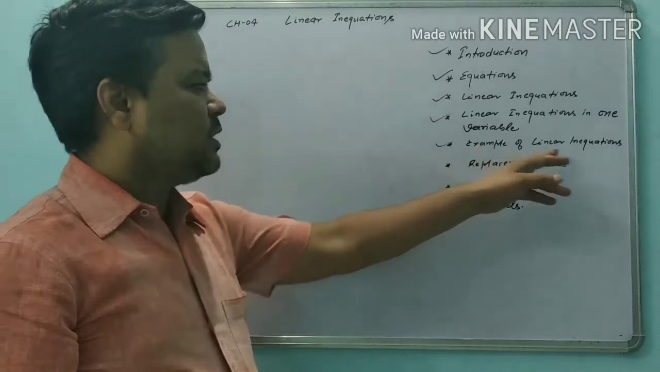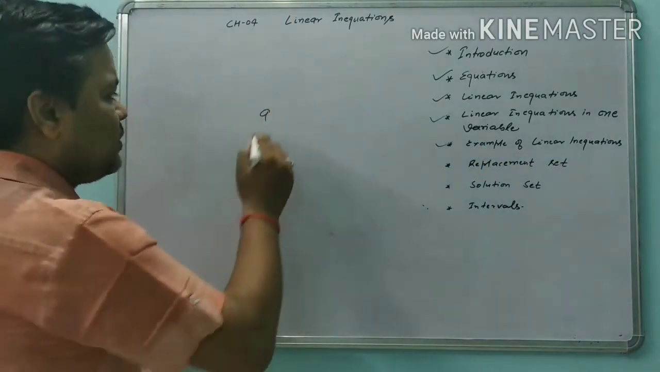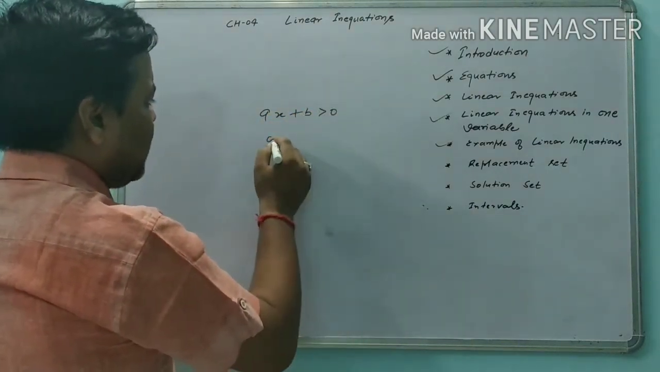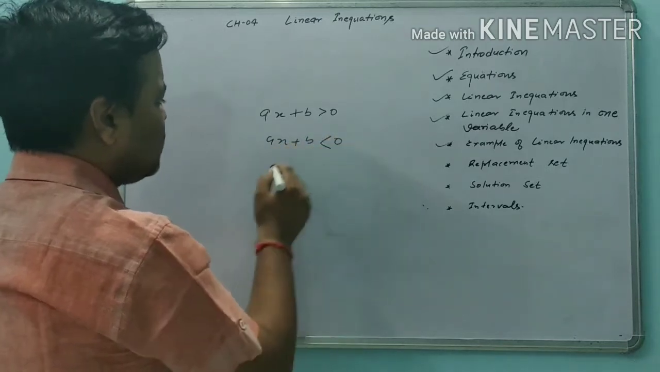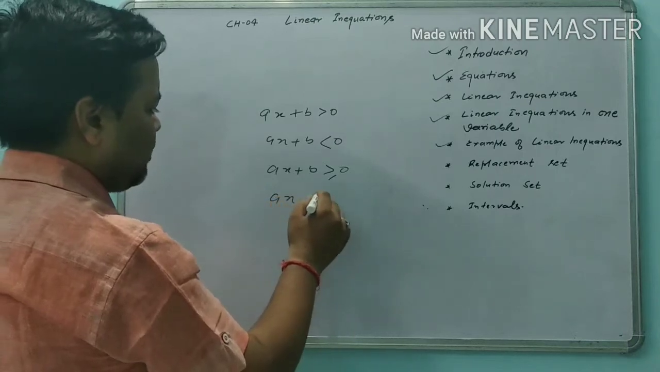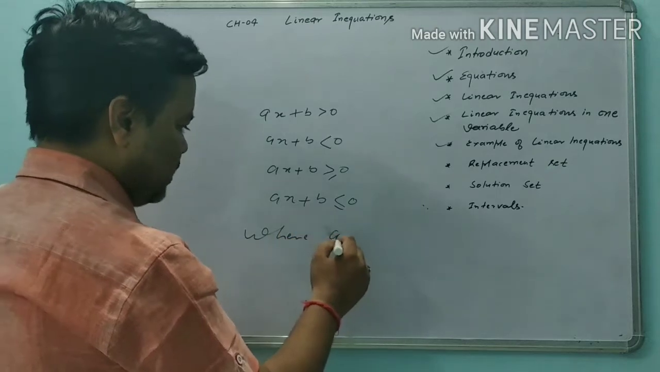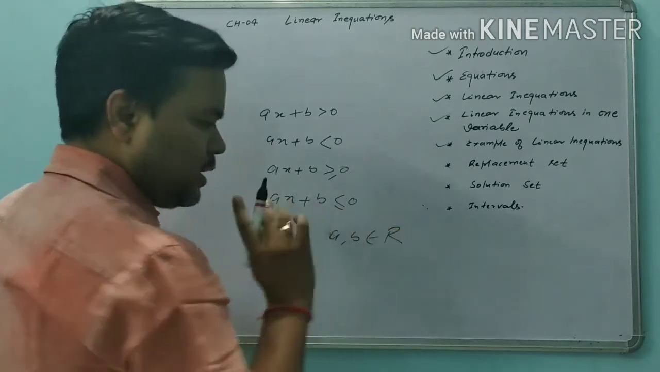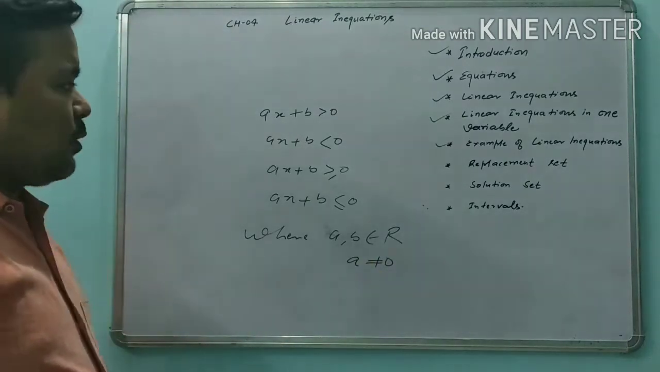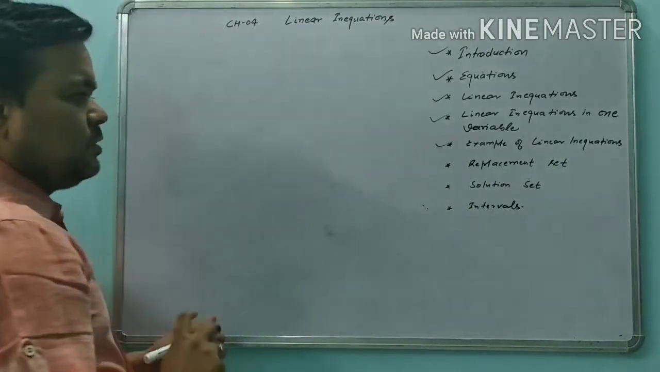Remember, the standard form of a linear inequation is ax plus b greater than 0, or ax plus b less than 0, or ax plus b greater than or equal to 0, or ax plus b less than or equal to 0, where a, b belong to the real numbers and a is not equal to 0. Remember this.